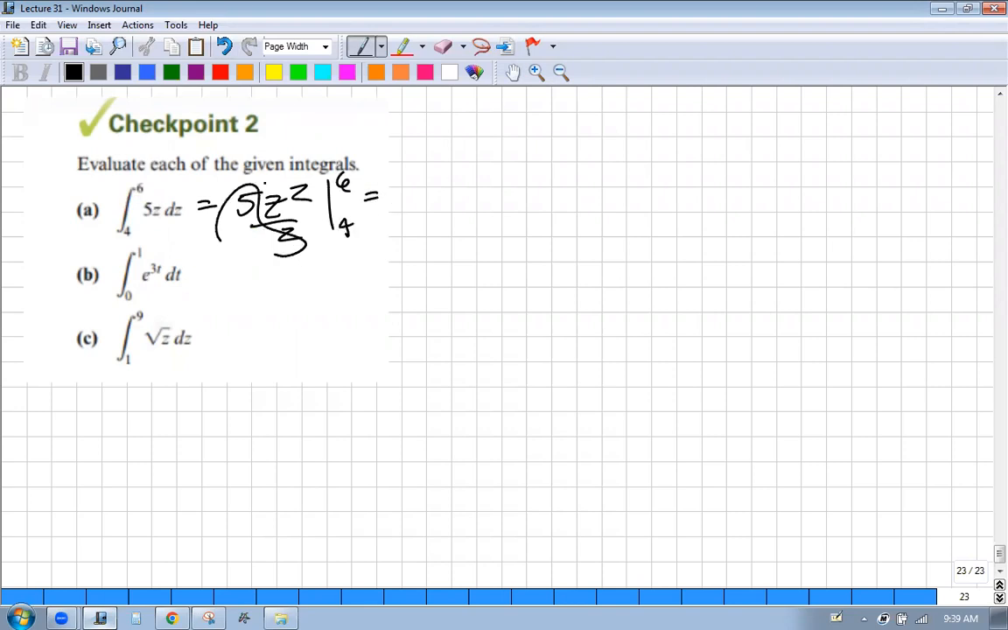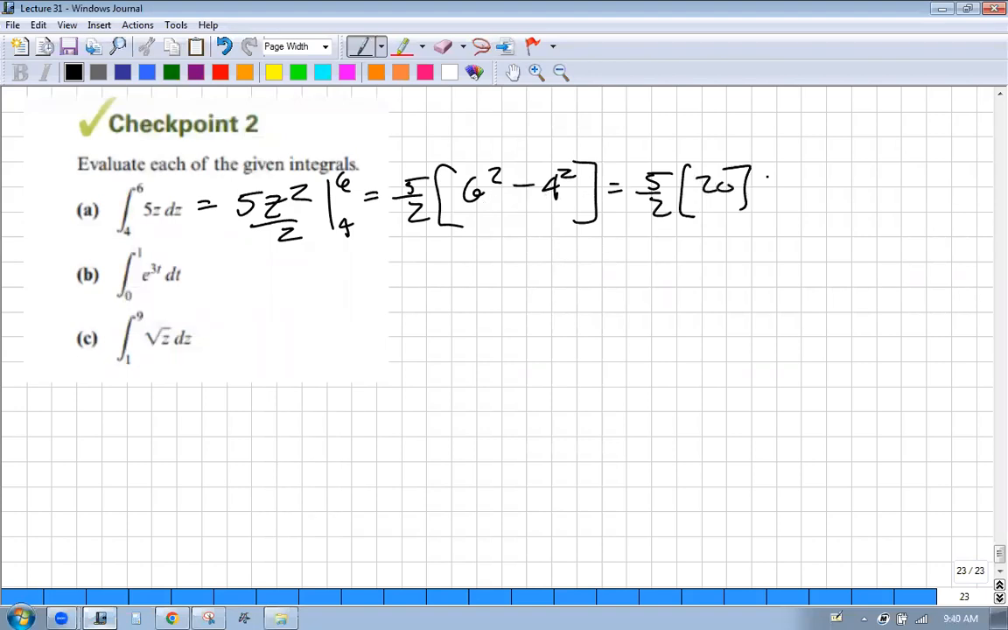I'm going to pull the 5 halves out, so I just have the z squared. So it's going to be 6 squared minus 4 squared. So 36 minus 16 is 20. So 5 times 10 is what, 50?